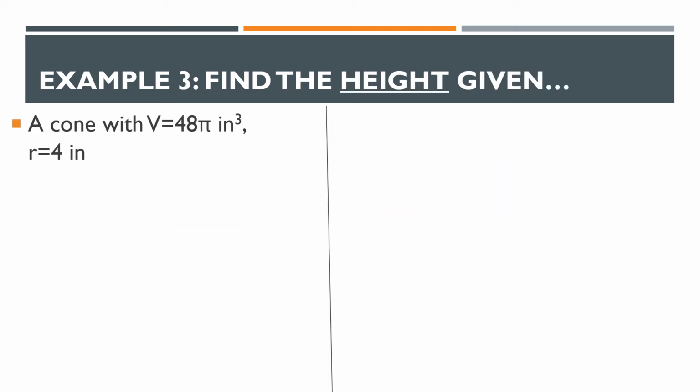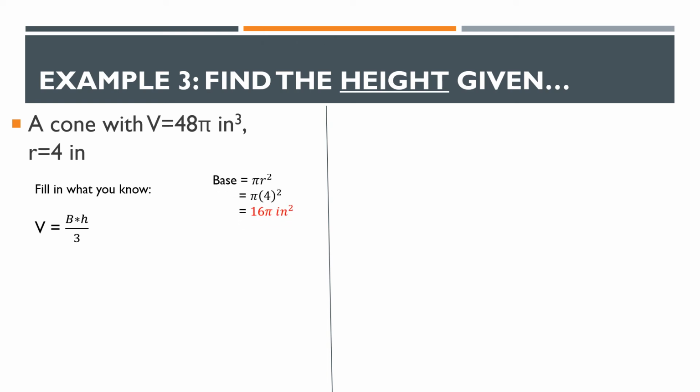All right, last 2 examples here. It's a 2-part example for example 3. We're going to find the height given 2 different situations here. The first situation is a cone that has a volume, so they've already done the work for us and found the volume of 48 pi inches cubed and a radius of 4 inches. So what we're going to start with is filling in what we know. We know that the volume formula for a cone is base times height divided by 3. We did this a little bit in chapter 10 with area also.